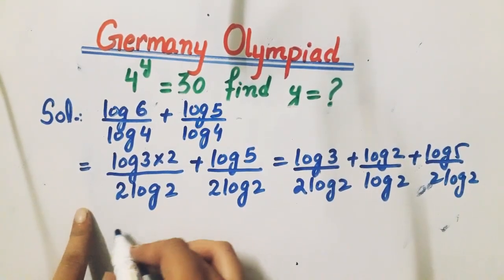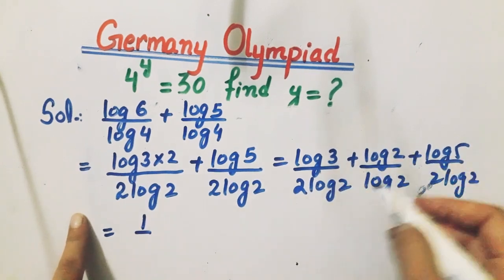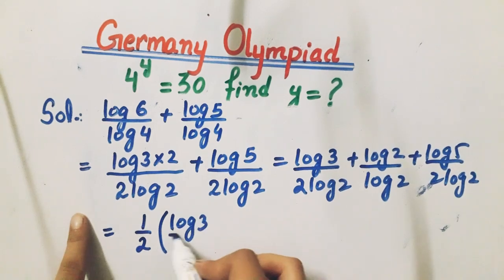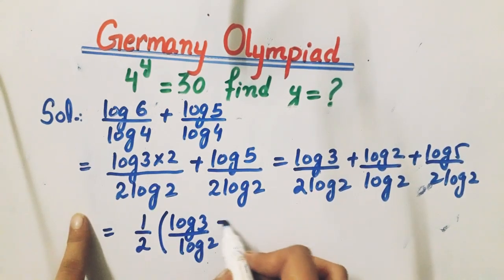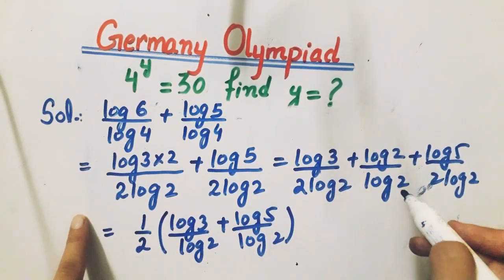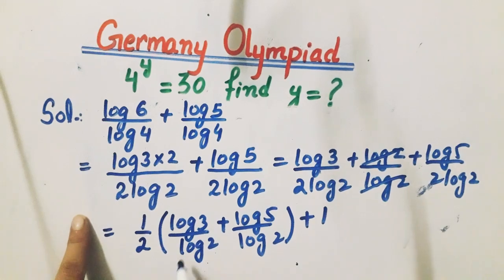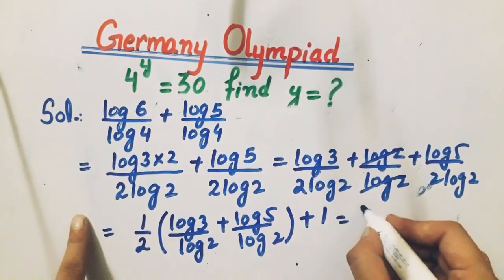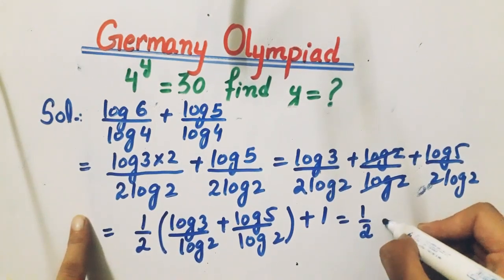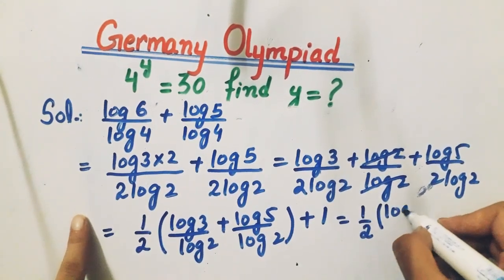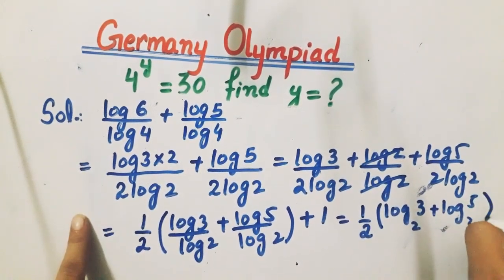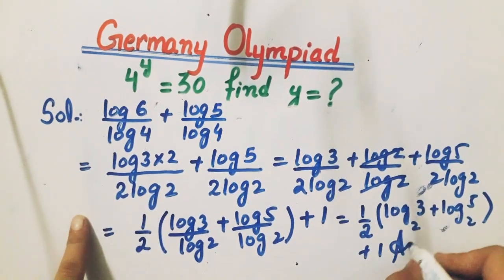Then we will take 1 by 2 as common, and the remaining is log 3 by log 2 plus log 5 by log 2, and log 2 by log 2 will cancel out and give plus 1. So here we apply the change of base. According to that, we get 1 by 2 times log base 2 of 3 plus log base 2 of 5, plus 1. So this will be the answer.